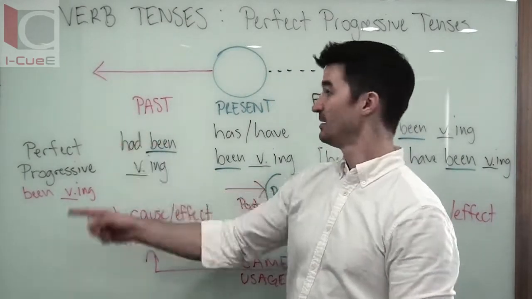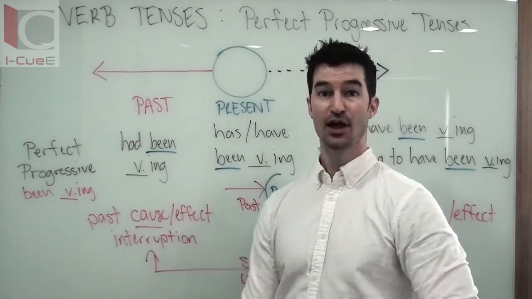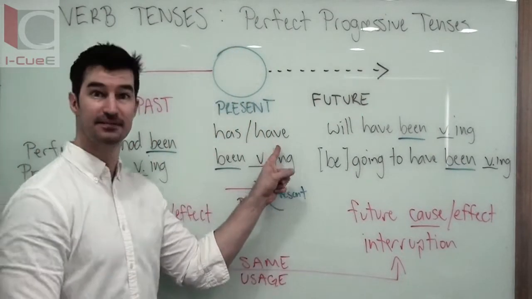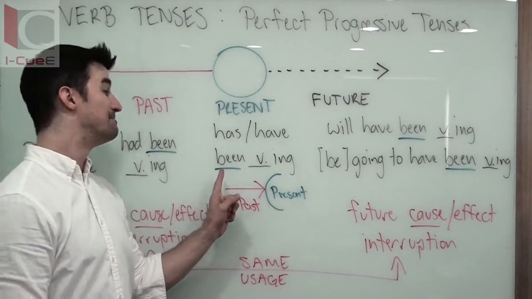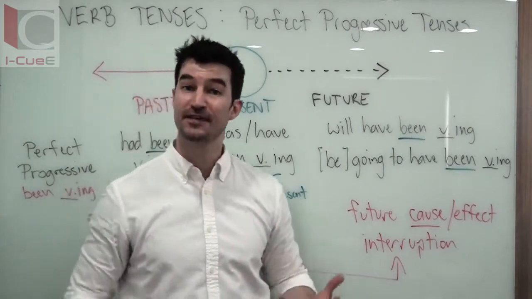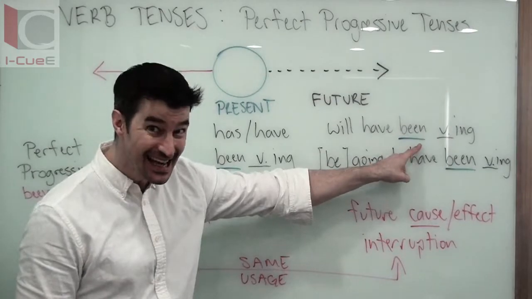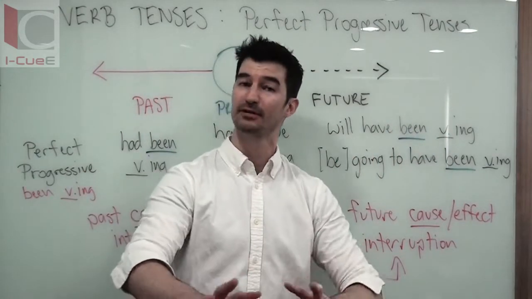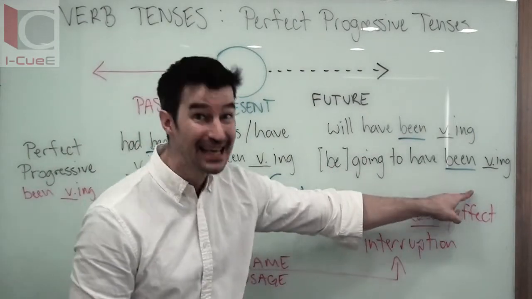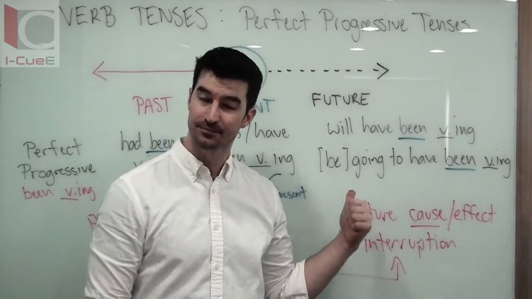Your past perfect progressive tense is had been verb ing. Your present perfect progressive tense is has or have, subject verb agreement, been verb ing. Your future perfect progressive tense is will have been verb ing, or, because remember, future tenses, 2 options, be going to have been verb ing, and subject verb agreement.